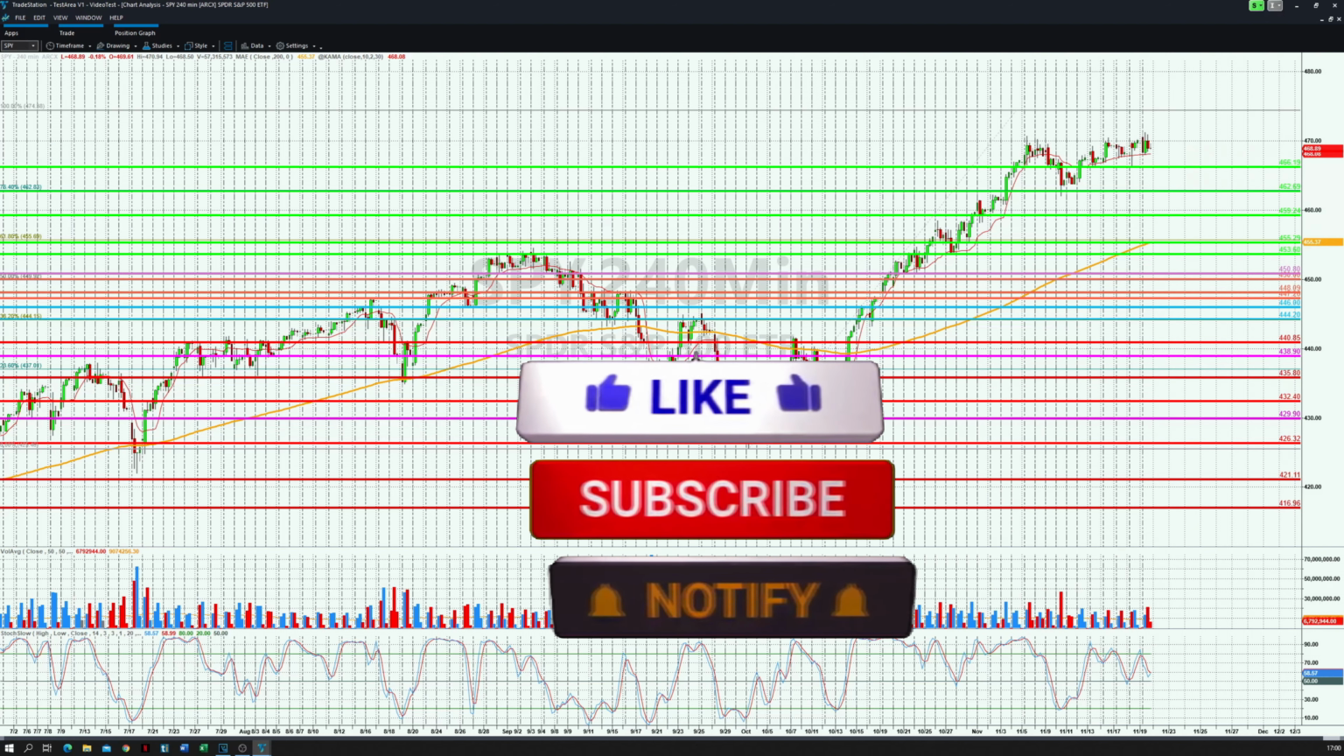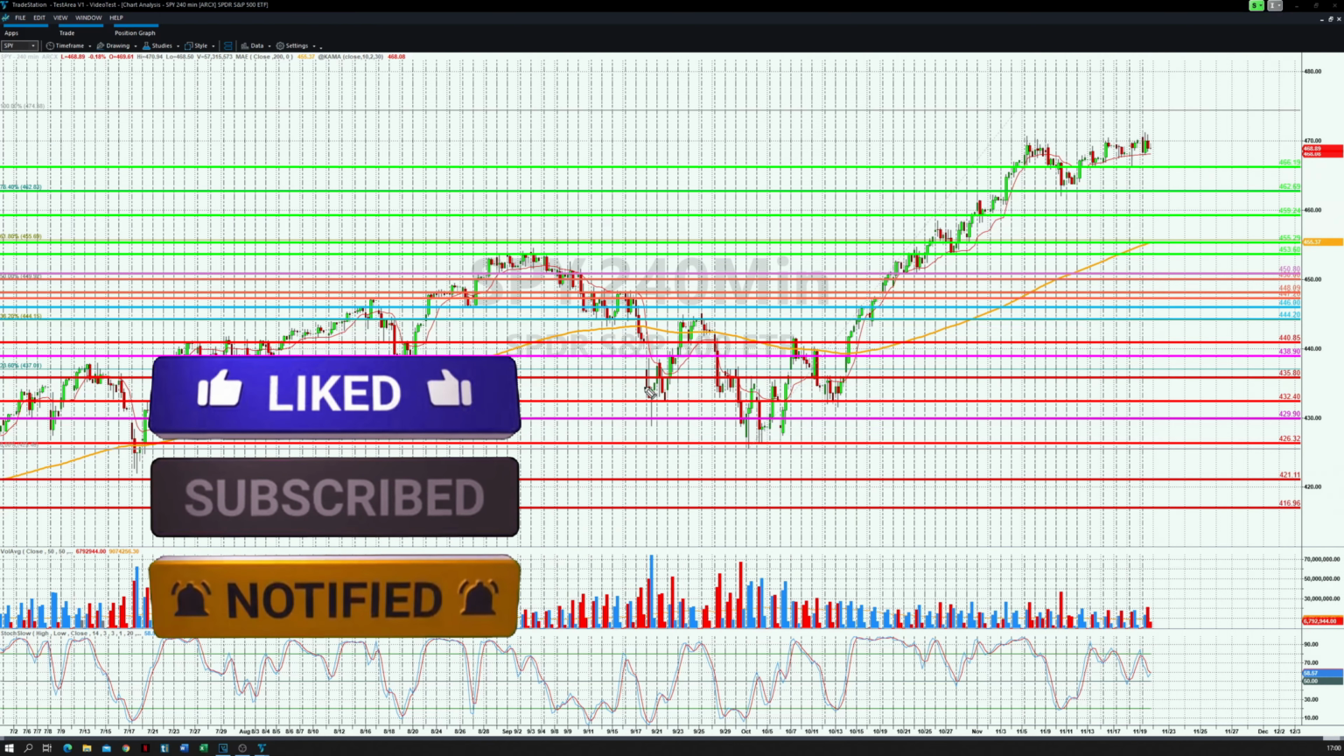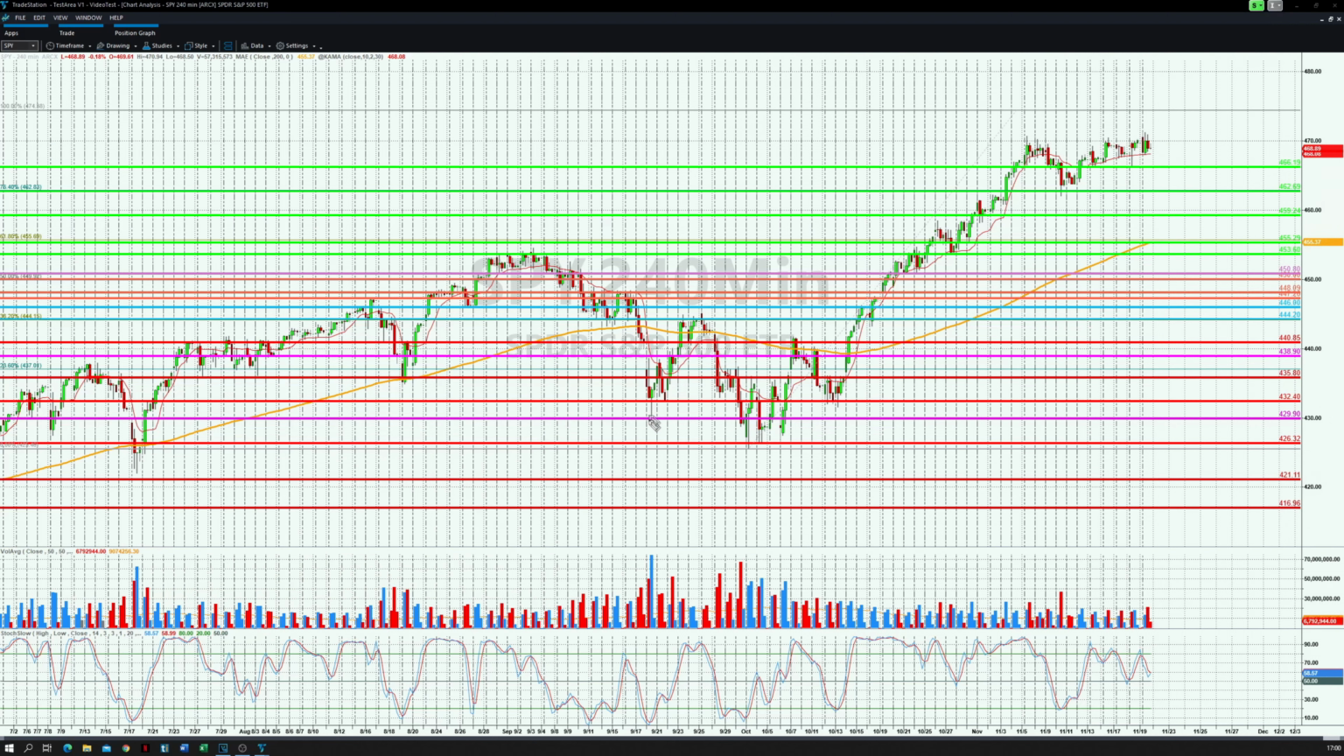So yes, you can see there is a break. Let me open the pen. You can see the break and then the rejection. You see this 4-hour candle hit two lines. So it doesn't mean, as I said, that it is support or resistance. It's just a key level that the stock likes to push to or push from.